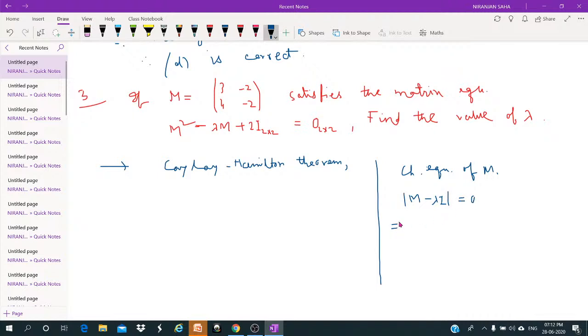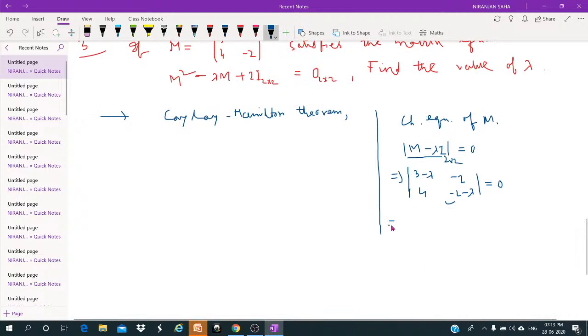So what we can find out, we will have A and I. This is the identity matrix of 2 by 2 order. So we will find out this. This will be 3 minus lambda, minus 2. This will be 4. This will be minus 2 minus lambda is equal to 0. You can very easily find this out.